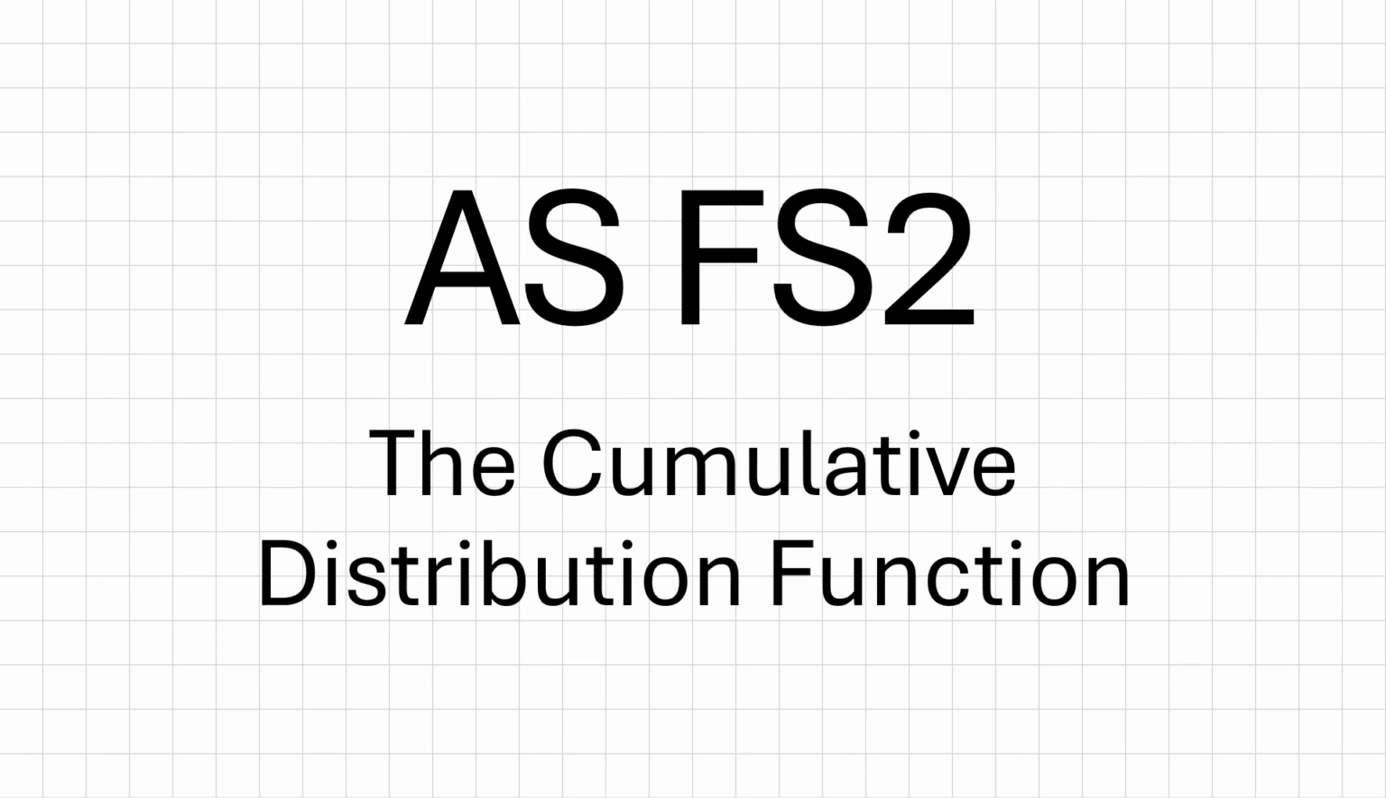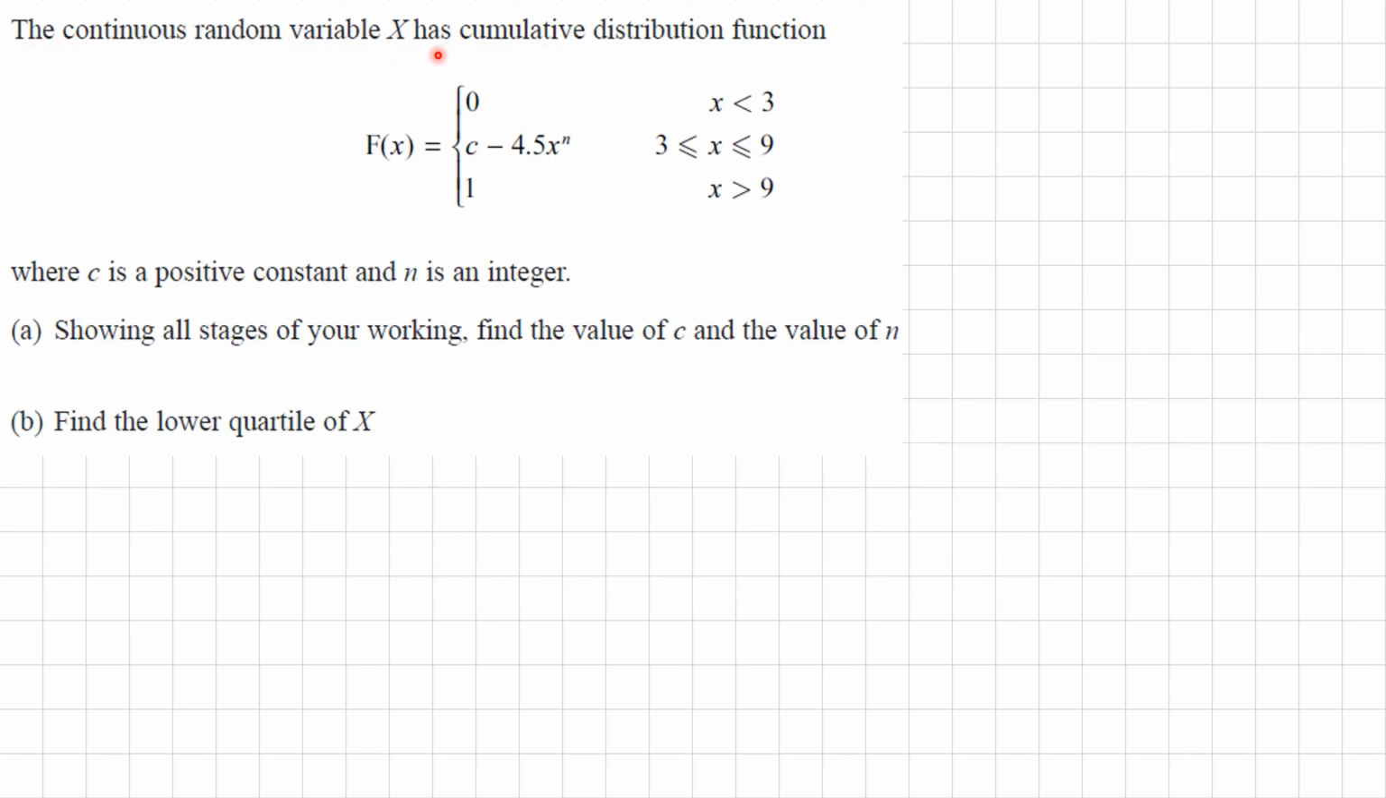This is an AS Further Statistics 2 question on the cumulative distribution function, or the CDF. The continuous random variable x has cumulative distribution function F(x) equal to 0 when x is less than 3, c minus 4.5 x to the power n when x is greater than or equal to 3 and less than or equal to 9, and 1 when x is greater than 9, where c is a positive constant and n is an integer. Part A, showing all stages of your working, find the value of c and the value of n.